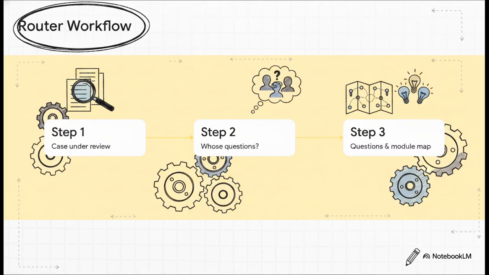Let's look at how this builds a logical pathway. The router operates on a really clean, simple 3-step workflow. Step 1 is simply inputting the case under review. Step 2 asks, whose questions? Meaning, hey, what perspective are we looking from right now? And step 3 generates the final questions and the module map. It's just a super elegant pipeline, guiding you from raw data to structured inquiry.